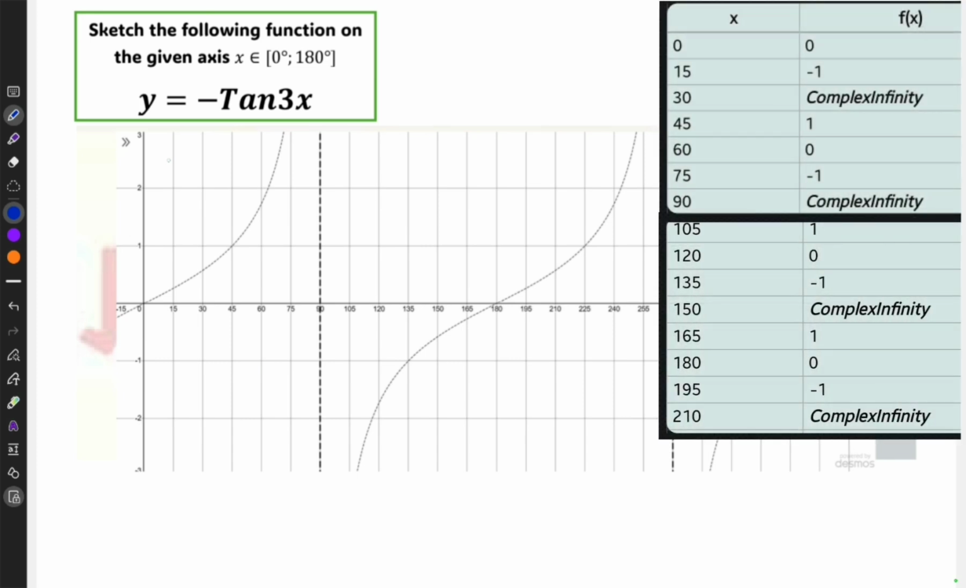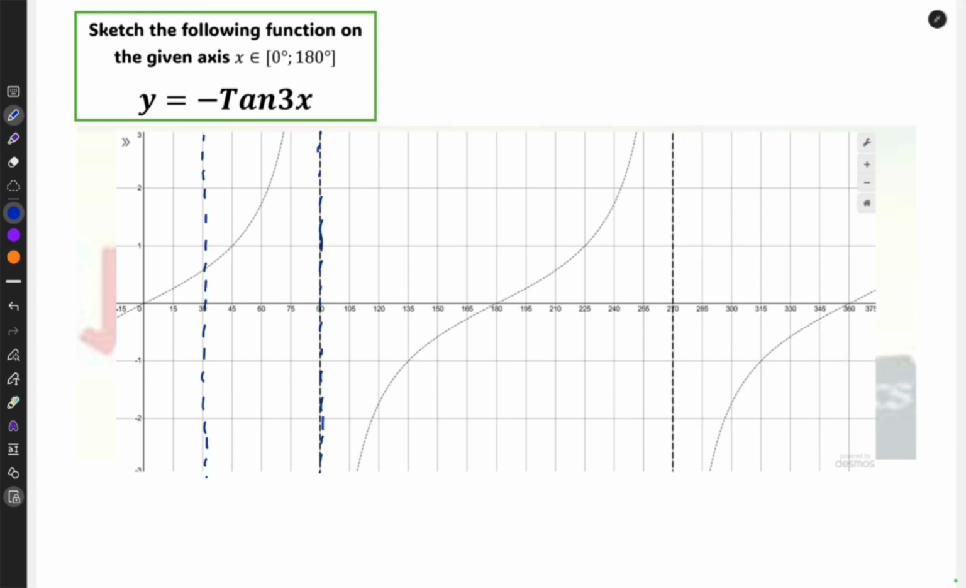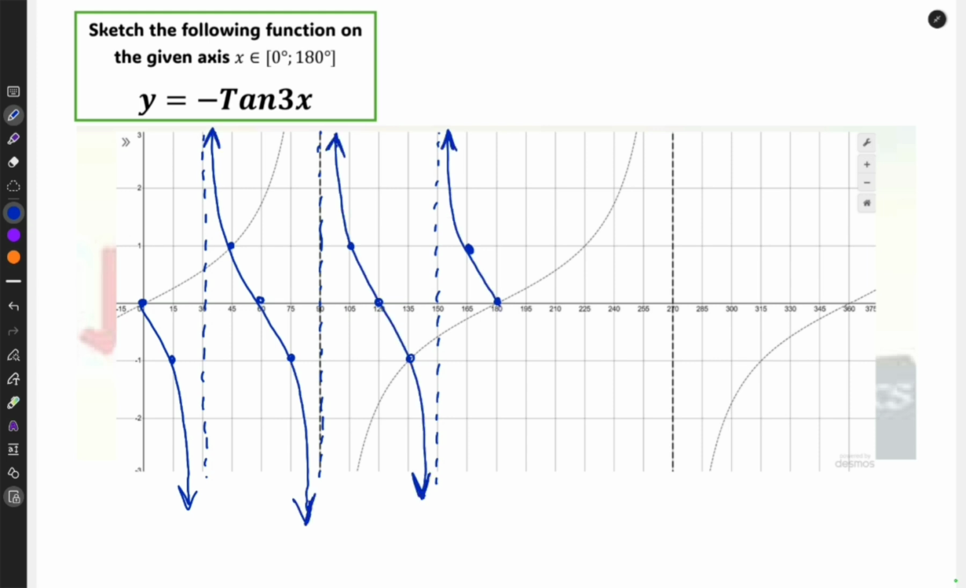So every time it says error, I'm going to make a dotted line. Let's do that. Your graph should look something like that. So I have an asymptote at 30, 90, and 150, and the question asked me to stop at 180. So please just write one coordinate, the actual value, and then they're going to mark all your asymptotes.